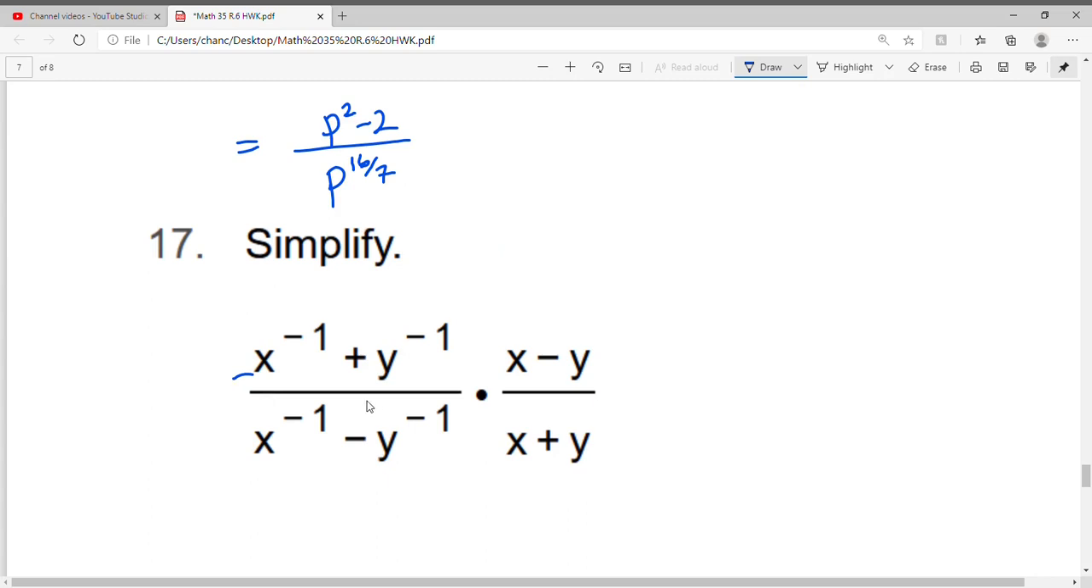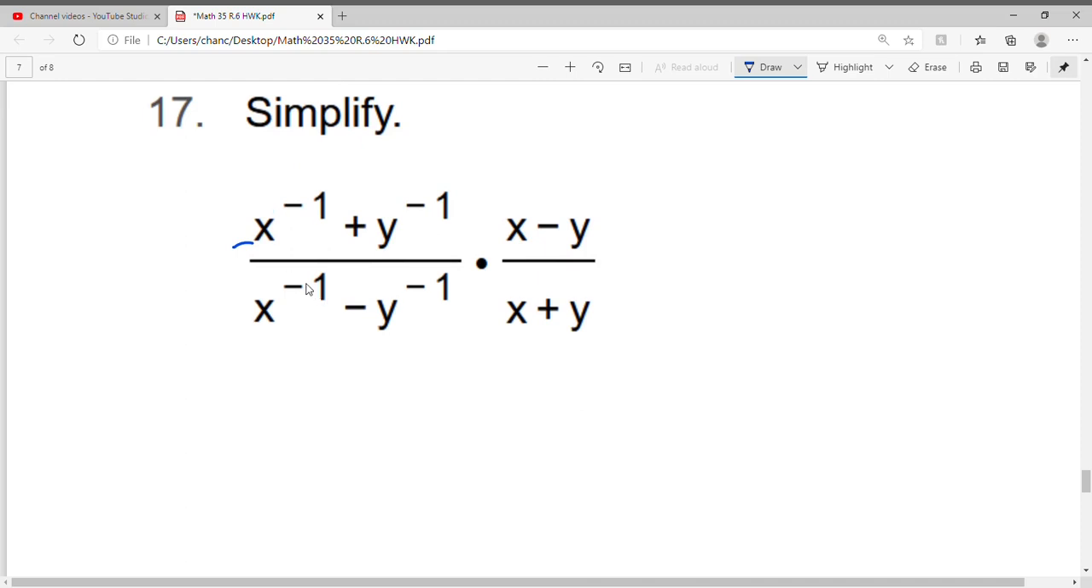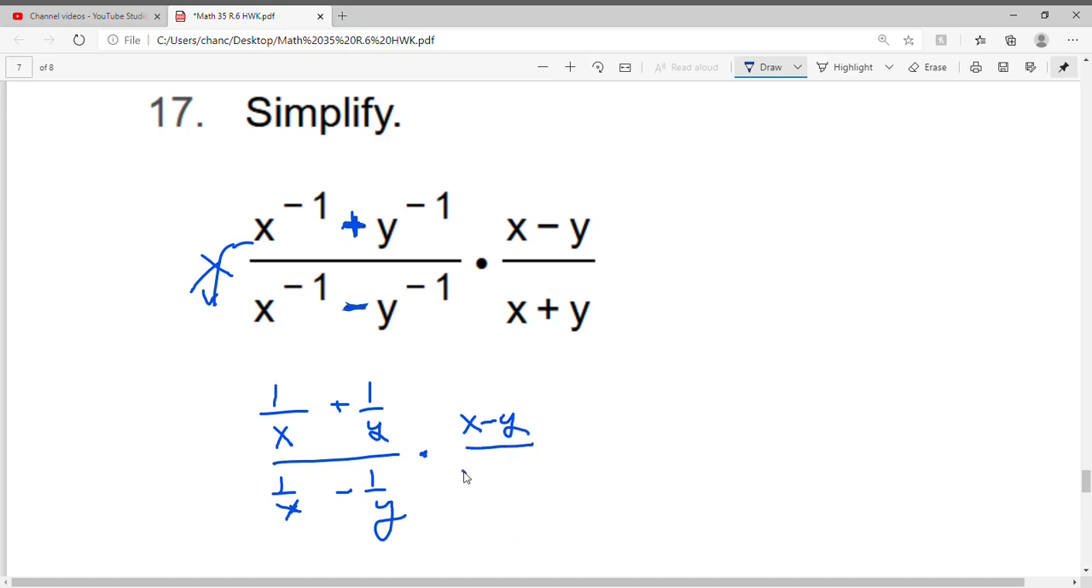For question number 17, there's a lot of negative exponents, so let's deal with those first. Bring those all to the denominator. But be careful, there's an addition sign here, so you can't bring this to the bottom. You can't do that, so don't do that. There's an addition sign, there's a minus sign. We can do it if there's multiplication. So instead, I'm just going to write it as 1/x plus 1/y, over 1/x minus 1/y, times x minus y over x plus y.